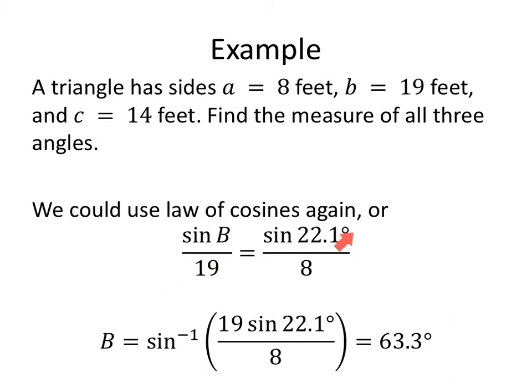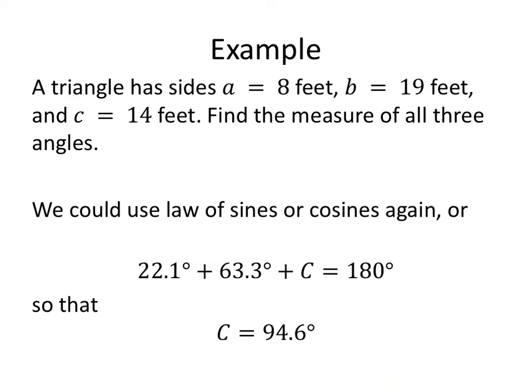If I multiply both sides by 19, I isolate the sine of B. Therefore, B is the inverse sine of 19 times the sine of 22.1 degrees over 8, which gives me an answer of 63.3 degrees. So I have angle A, 22.1 degrees, angle B, 63.3 degrees, and now we can find angle C.